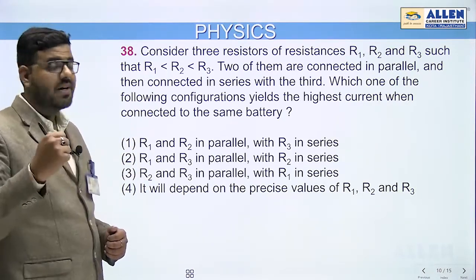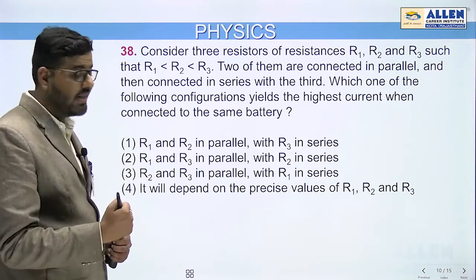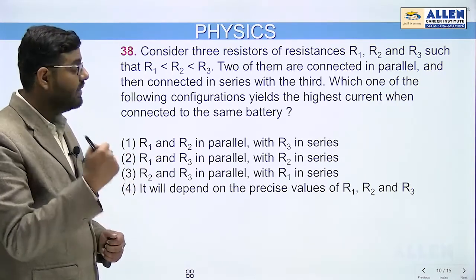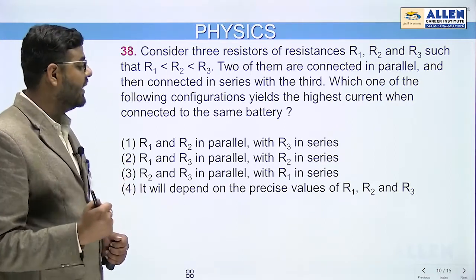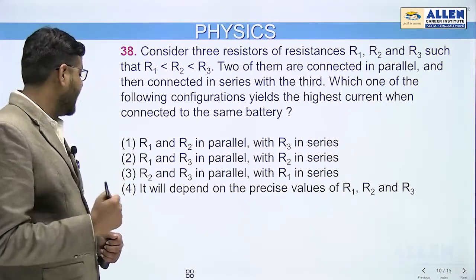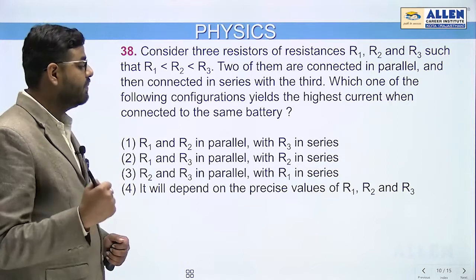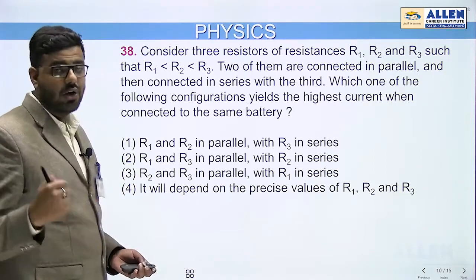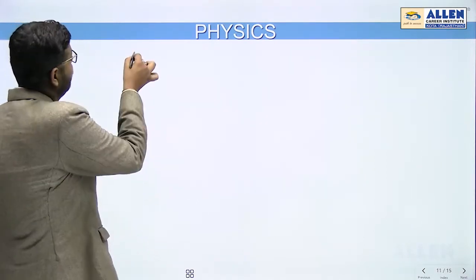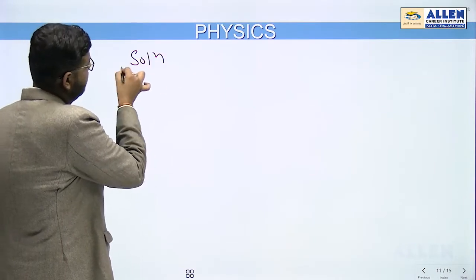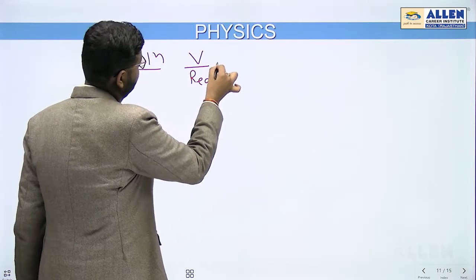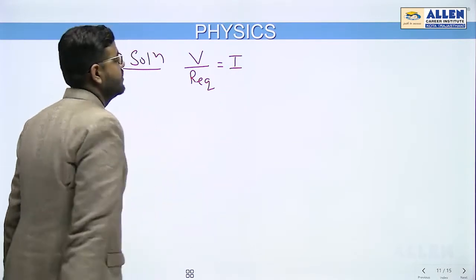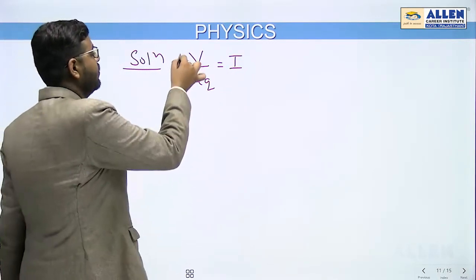Option 1, R1 and R2 in parallel with R3 in series. Option 2, R1 and R3 in parallel with R2 in series. Option 3, R2 and R3 in parallel with R1 in series. And option 4, it will depend on the precise values of R1, R2 and R3. So we know V by R equivalent is equal to I.